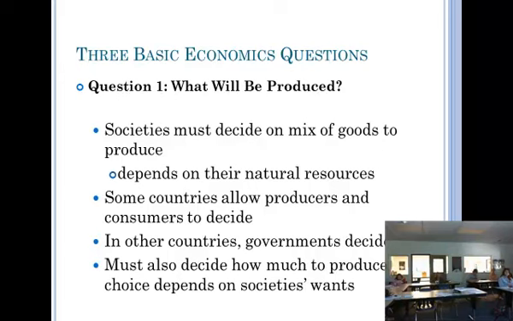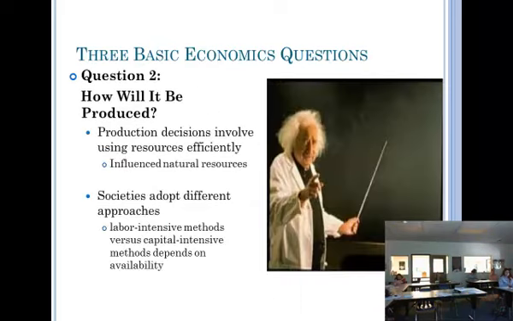And sometimes governments play a role, like I was saying. So sometimes governments decide what is produced and how much is produced. And sometimes it's chosen by people. So what are you buying? What are you selling? So question 2 is, how will it be produced?